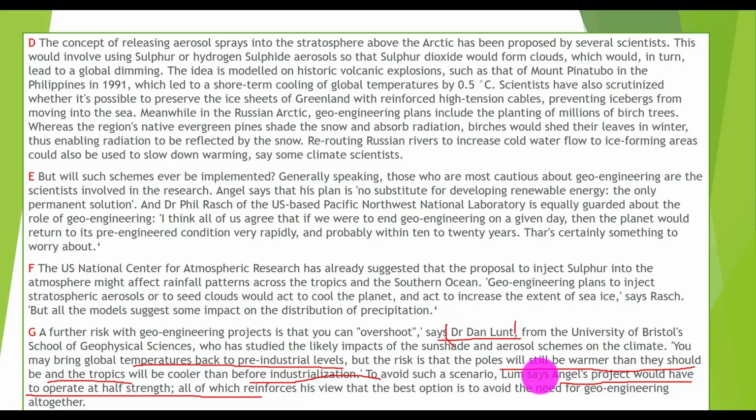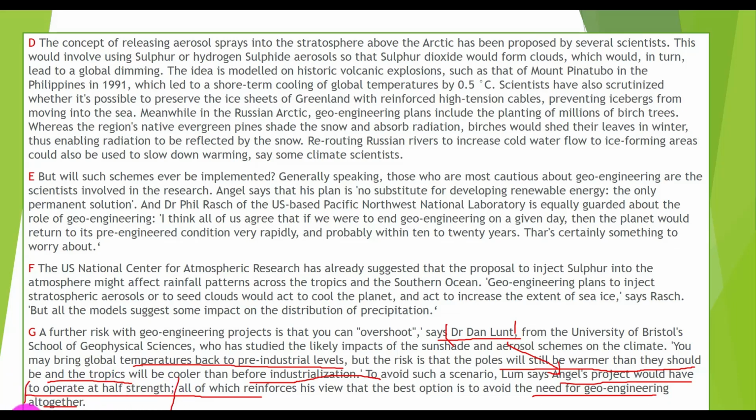And be careful that it's not Angel's viewpoint. Okay, it's Dr. Lund's viewpoint, and he mentions Angel's in his opinion. Okay. To operate at half strength, all of which reinforces his view that the best option is to avoid the need for geoengineering altogether. Okay, to operate at half strength is our key to answer this question.